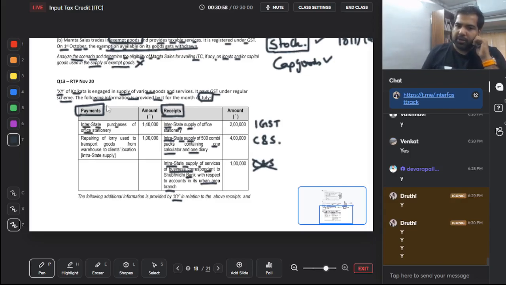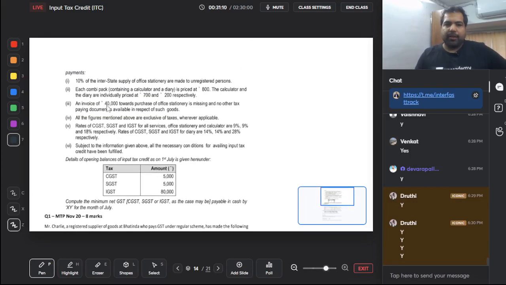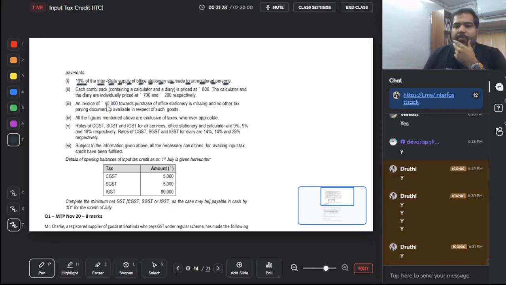Interstate purchases of office stationery, will you get credit of this? Yes. Repairing of lorry for transportation of goods, will you get credit of this? Yes. Lorry is goods. You will get the credit in this case. Checking. 10% of the interstate supply of office stationery are made to unregistered persons. Guys, even if you sell to unregistered person, does not matter. Whoever you are supplying to does not matter. Guys, if Chroma supplies a laptop to you or to me, in both the cases, will they charge GST? Yes.